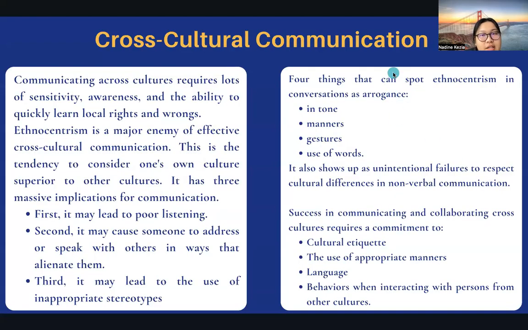Next is cross-cultural communication. Communicating across cultures requires a lot of sensitivity, awareness, and the ability to quickly learn local rights and wrongs. Ethnocentrism is a major enemy of effective cross-cultural communication. This is the tendency to consider one's own culture superior to other cultures. It has three major implications for communication.